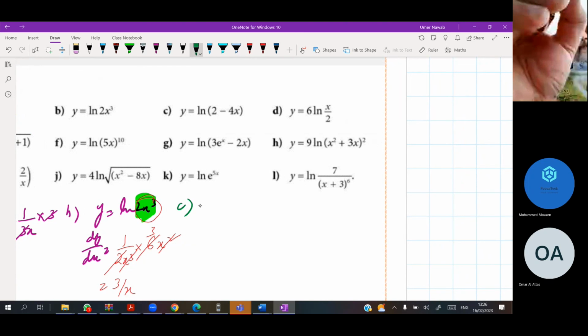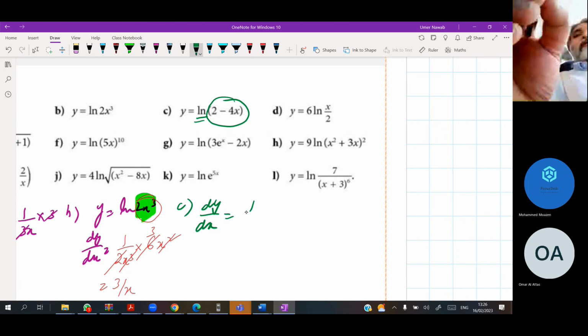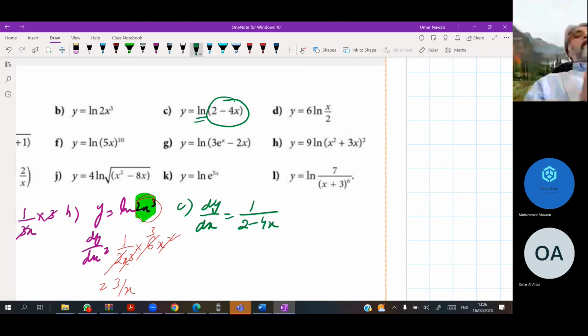C part, dy by dx. You have ln, you need to reciprocate it. So I'm going to write 1/(2 minus 4x). Once you do this, you need to take the further derivative of 2 minus 4x, which is just minus 4.